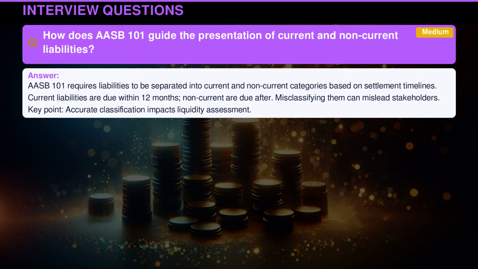AASB 101 requires liabilities to be separated into current and non-current categories based on settlement timelines. Current liabilities are due within 12 months. Non-current are due after. Misclassifying them can mislead stakeholders. Key point: accurate classification impacts liquidity assessment.